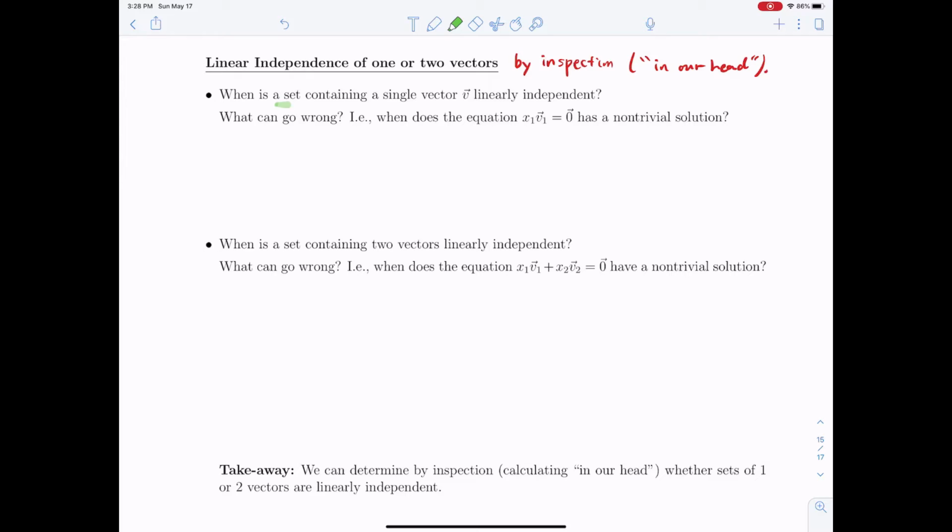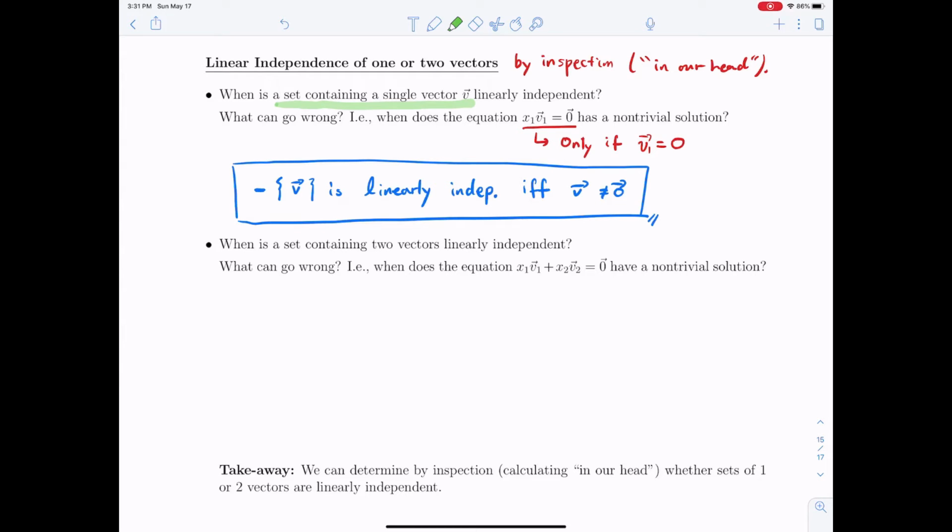If the given set contains a single vector v, how can you know whether it is linearly independent? Or on the other hand, when can the given set be linearly dependent? Or when does the given equation have a non-trivial solution? Well, this can have a non-trivial solution only if your vector v1 is equal to 0. Otherwise, we won't get any non-trivial solutions, because you can cancel out the component of v that forces x1 equals 0. So from this observation, we can conclude that a single vector v is linearly independent if and only if the vector is not equal to the 0 vector.